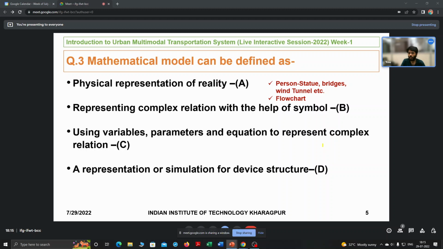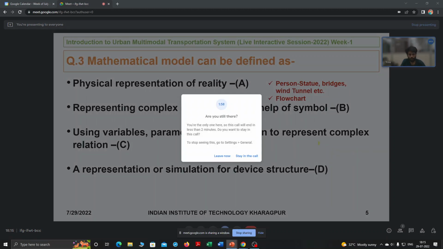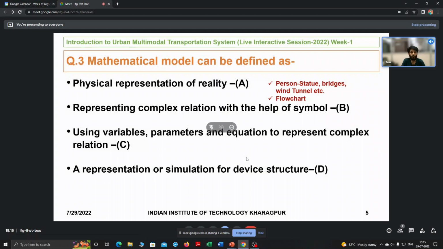Suppose we made statues on the road, right? That can be a physical representation of the reality. But from an engineering point of view, there are wind tunnels, right? In research institutions you will find wind tunnels. Why is this used? This is used to replicate the situation faced by tall buildings.